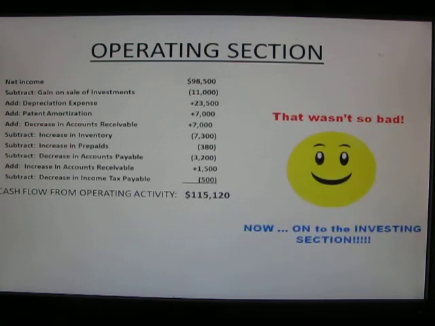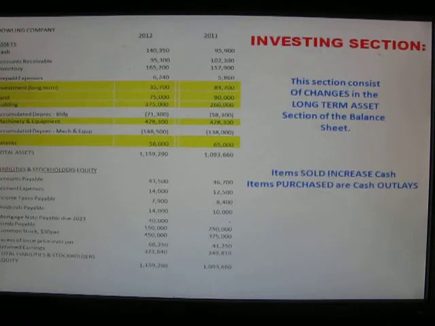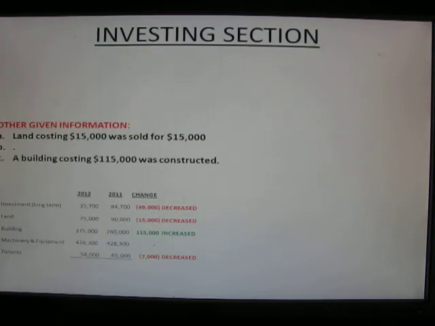Let's move on to the next section, which is investing. The investing section consists of anything in the long-term asset section of the balance sheet. Basically, you should put a check mark by everything on your balance sheet, so it's all taken care of by the time you do your cash flow statement. Now we're taking care of investments, land, building, machinery and equipment, and patents. So, once again, I look at the changes in the assets.